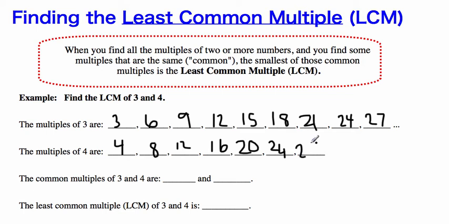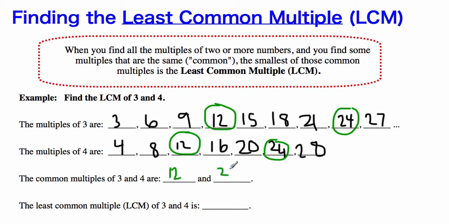So now I need to find the common multiples. What multiples are on both lists? I've got a 12 on both, and I've got a 24 on both. So the common multiples of 3 and 4 are 12 and 24. Now the least common multiple, or the smallest of those two numbers, would be 12. So the least common multiple of 3 and 4 is 12. And as you can see, I can find the least common multiple really by just listing the first 4 multiples of 3 and the first 3 multiples of 4.